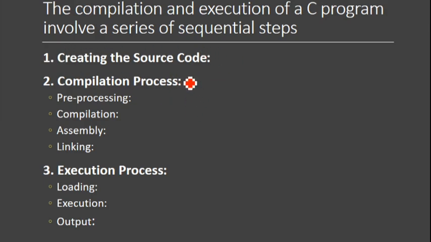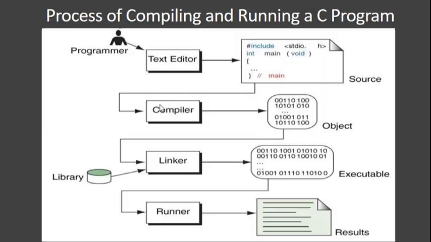After that, the compilation process again involves four sub processes: the pre-processing stage, the compilation stage, the assembly stage and the linking stage. What is the purpose and need of the preprocessor, how you are going to compile the program, what is the importance of the assembler code, and how you are going to link the total code, right? After that, the execution process: how you are going to load the program, execute the program, and where you are going to see the output. All these we are going to discuss in this video.